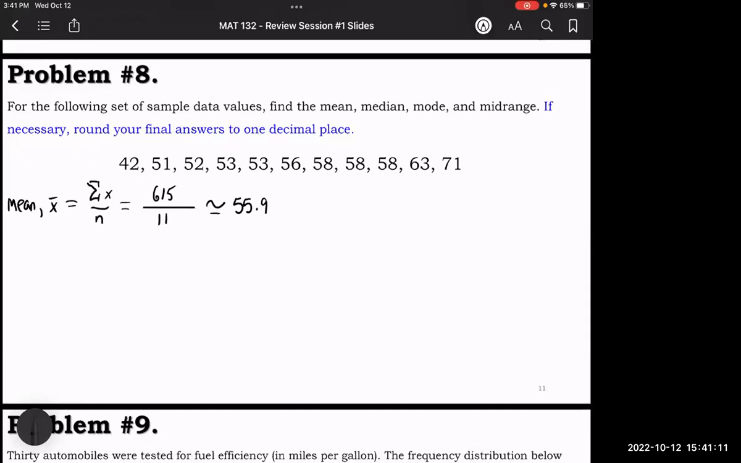You have to put 55.9 because you have to follow the rounding rule. That's why I made that whole comment earlier. If it asks for a whole number, then yes, it would have been 56. But it didn't ask us to do whole numbers. All right, so we got the mean.